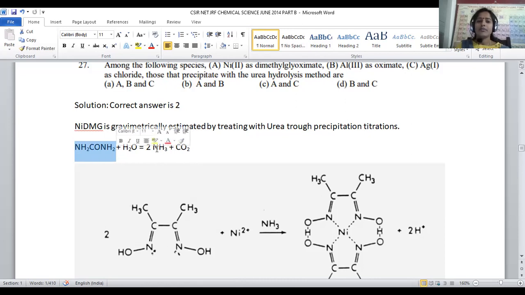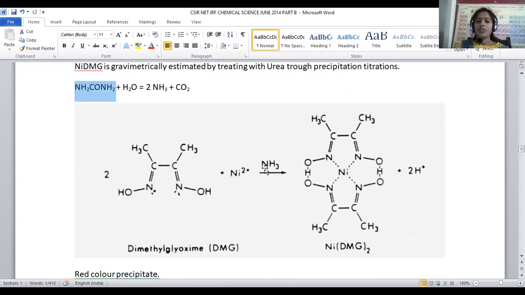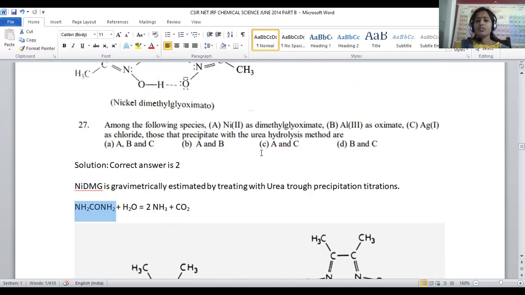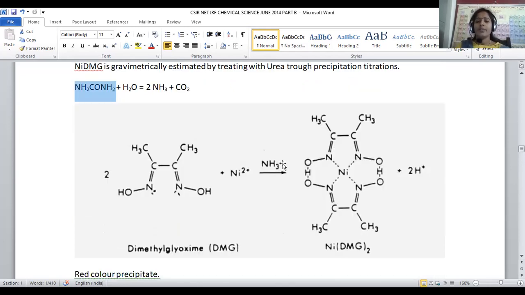So this urea is decomposed into ammonia. That ammonia will facilitate this ring formation. Subsequently, it gets precipitated and is gravimetrically estimated. So here urea is used to generate the precipitate between nickel and DMG. So this first option is the correct one.